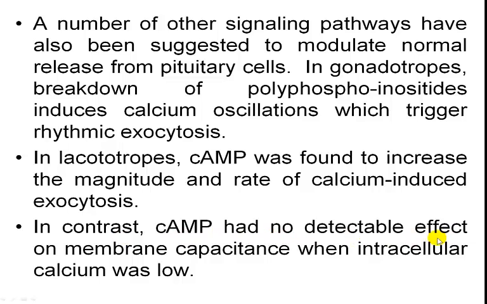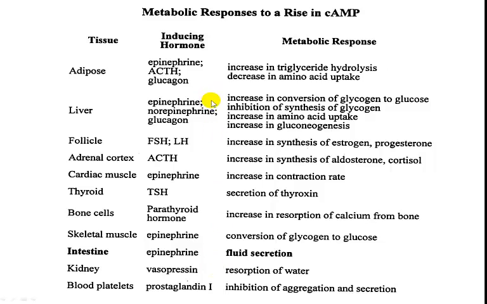So in contrast, cyclic AMP had no detectable effect on membrane capacitance when intracellular calcium was low. So somehow the cyclic AMP is just modulating the calcium situation when the calcium is present in the cytosol. Okay, so just little insights.